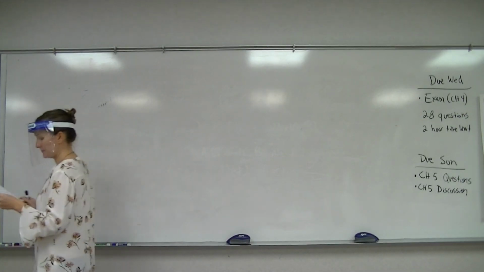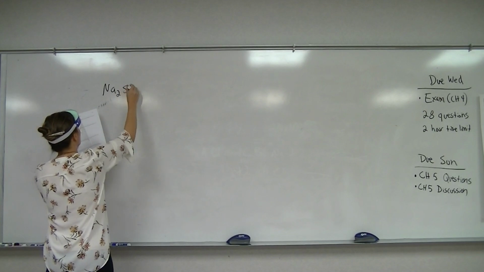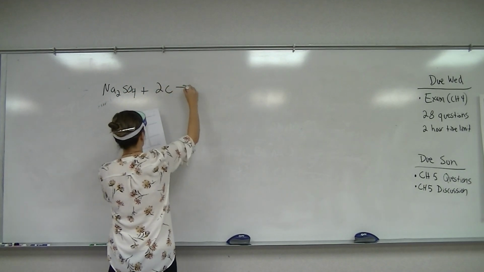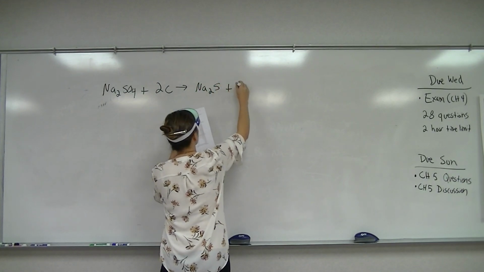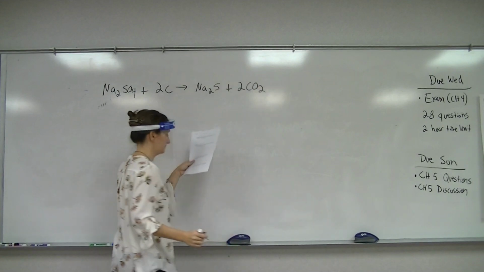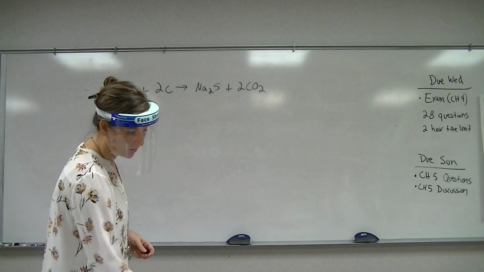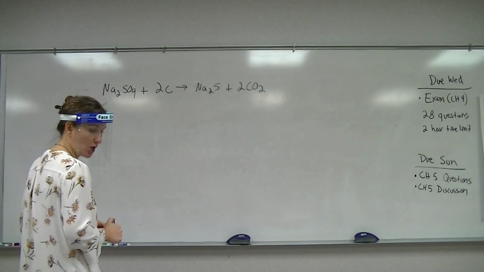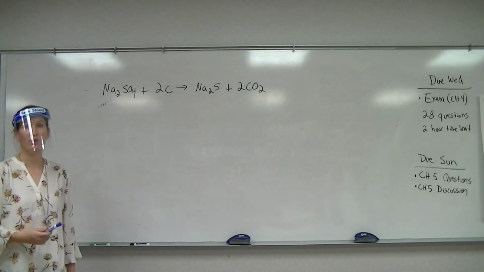So for number 4, it's giving us a reaction, and it's actually balanced already. We have sodium sulfate reacting with carbon, like sodium sulfide, and carbon dioxide. It's asking, what is the molar ratio used to determine how many moles of carbon are needed to fully react with sodium sulfate? So this is where you're going to use the names to figure out which 2 you're comparing.